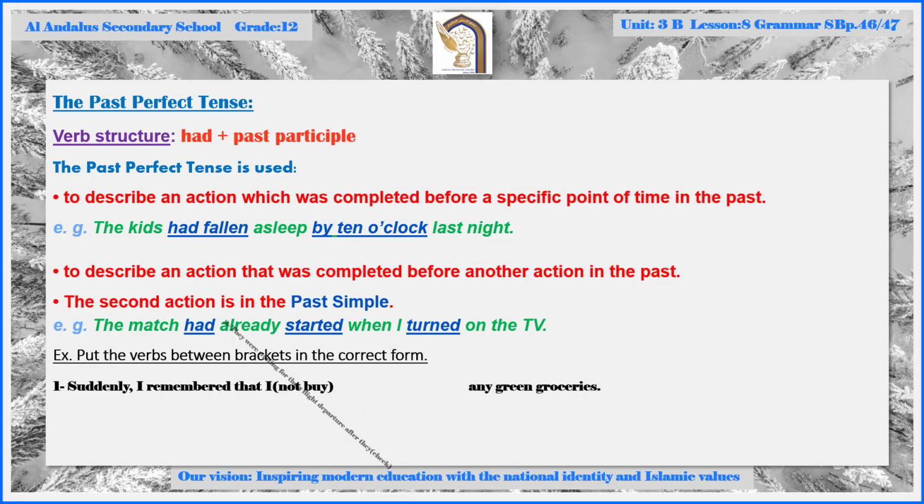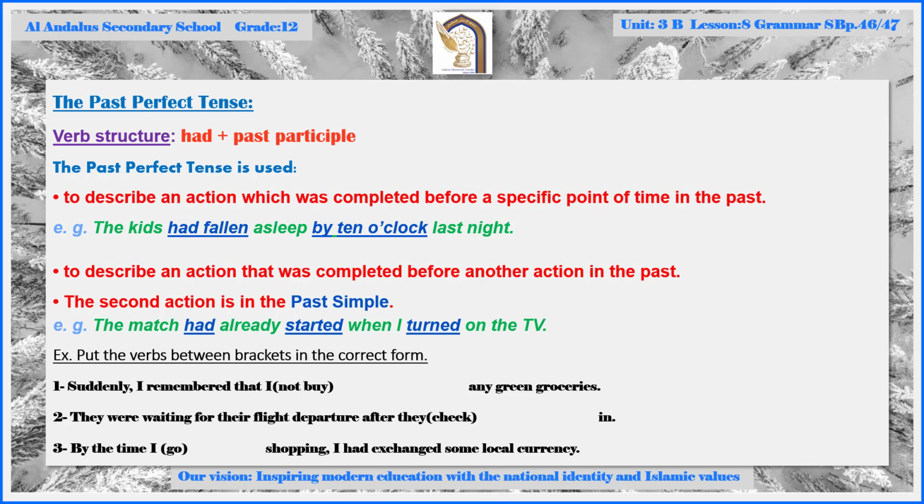Sentence 1. Suddenly I remembered that I not buy any green groceries. Green groceries are vegetables that we need for household cooking. So suddenly I remembered that, that's right, hadn't bought, because it is clear that this tense is negative. Nice? Now let's move to number 2.